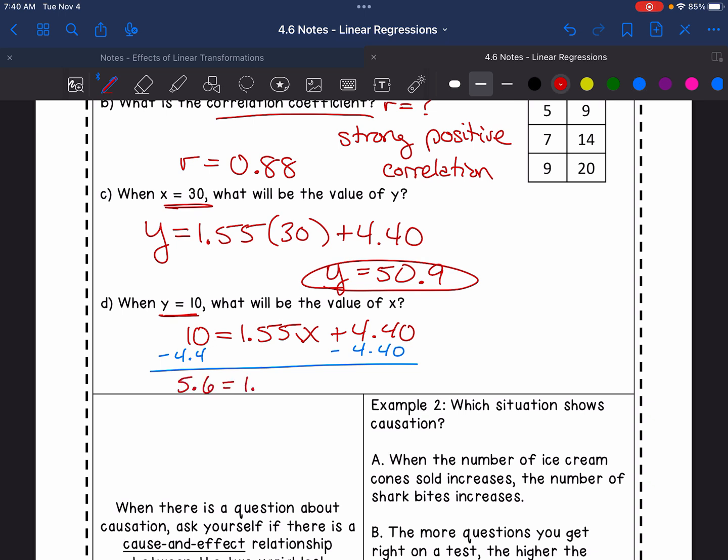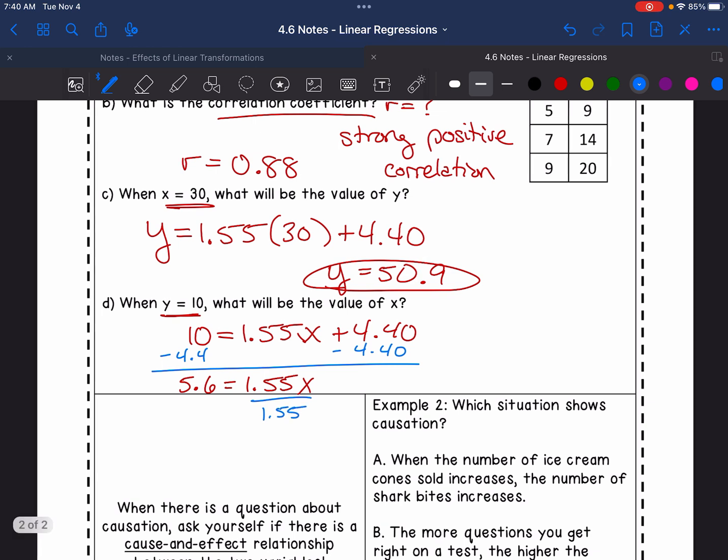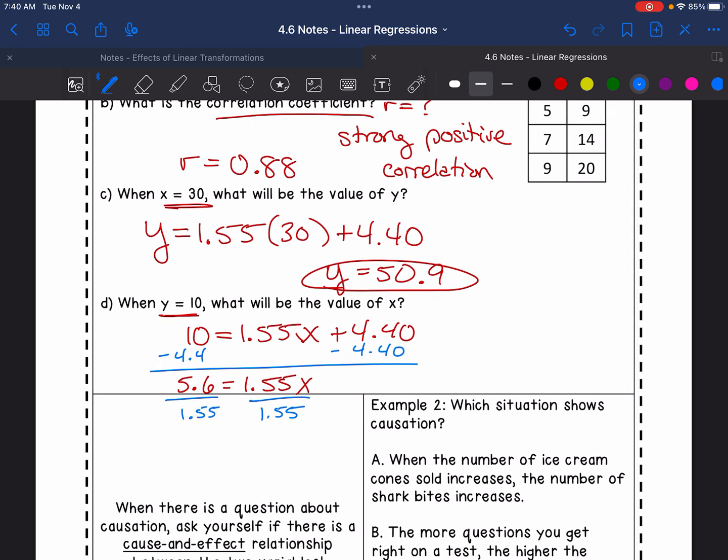And so when I do that, that gives me 5.6 equals 1.55x. And then my next step is to divide both sides by 1.55. Okay, that'll give me an x on my right side, and then 5.6 divided by 1.55. We had a long decimal, and we are still rounding to the nearest hundredth, so that's going to be 3.61. The next number was a 2, so I'm going to keep the 1 like it is. And so the answer for this is x equals 3.61.